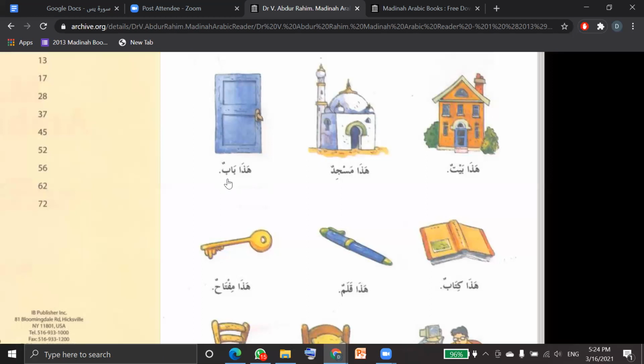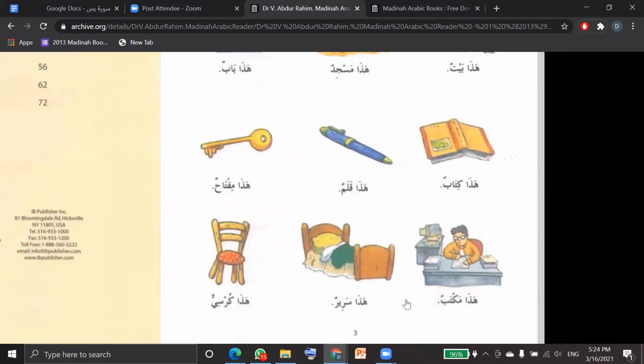Haza babun. Babun. Now you tell me, what is this? هذا كتاب. Haza kitabun. Yeah. Haza kitabun. This is a book. Excellent. Haza qalamun. هذا قلم. Haza qalamun. So, what is this? Tell me the translation. I know you can translate on your own because, alhamdulillah, you are smart and you can see what is there. Haza qalamun. This is a pen. Excellent.